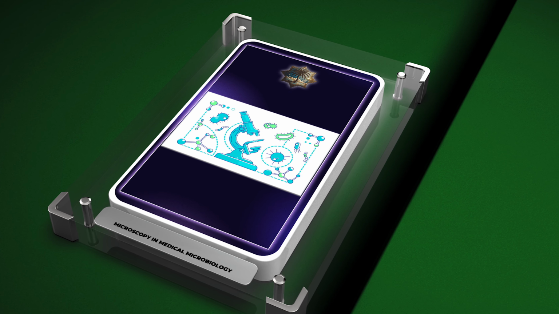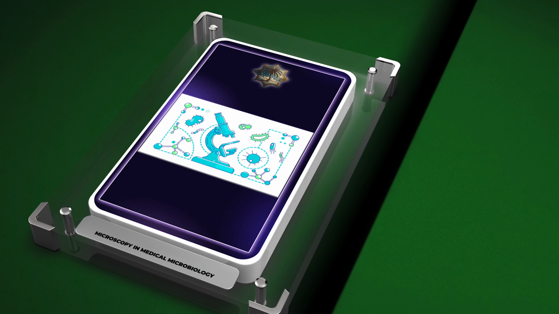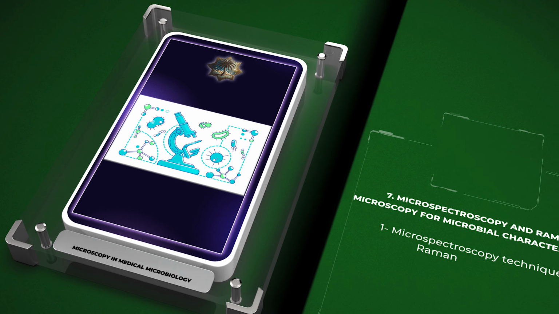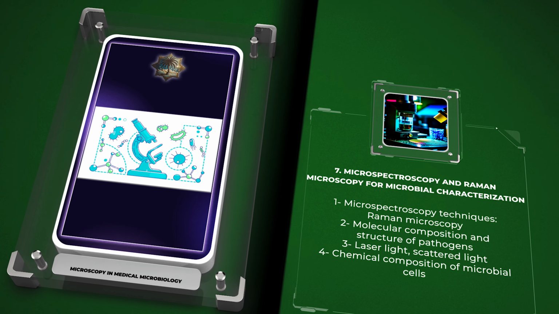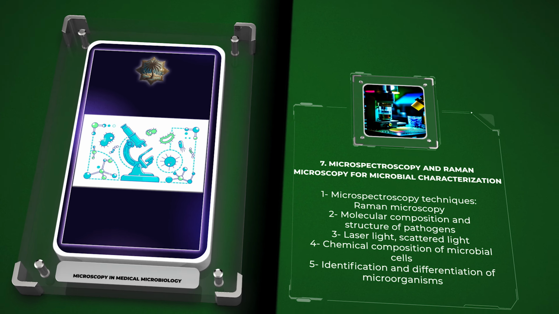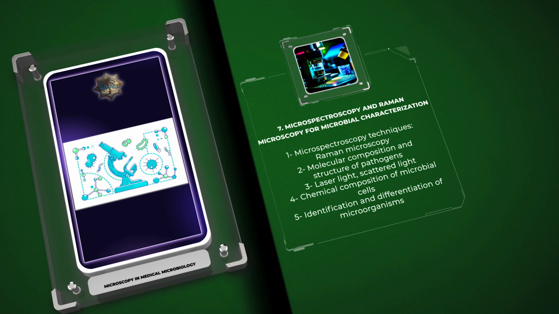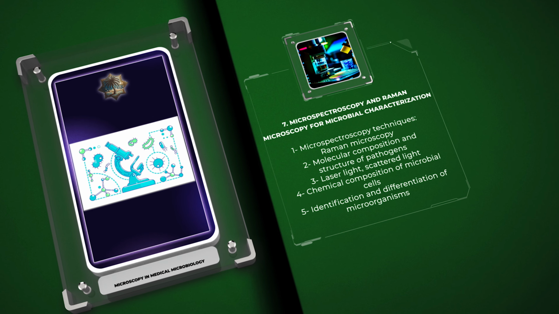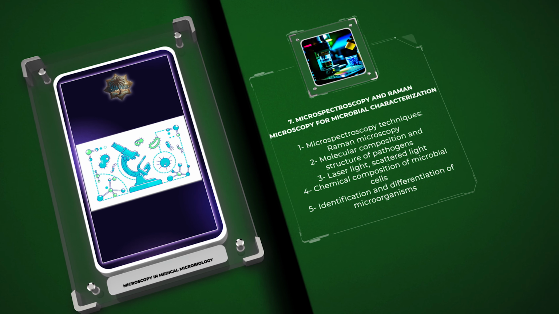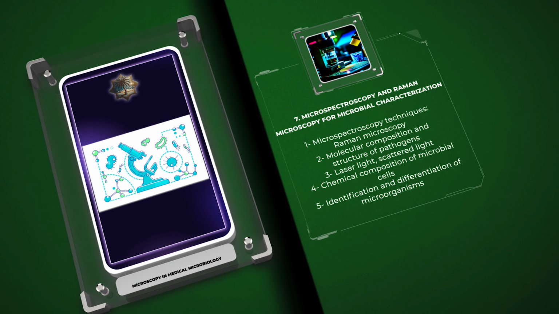Microspectroscopy techniques, such as Raman microscopy, enable us to study the molecular composition and structure of pathogens. By illuminating the sample with laser light and analyzing the scattered light, we can gather valuable information about the chemical composition of microbial cells. This aids in the identification and differentiation of various microorganisms.